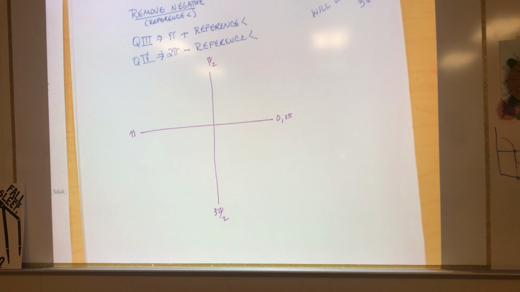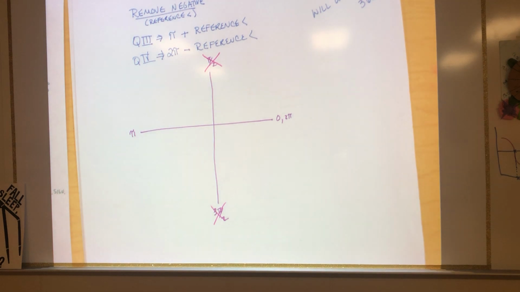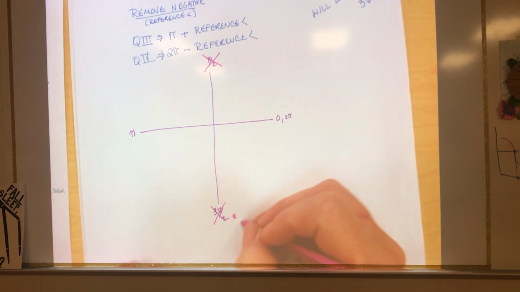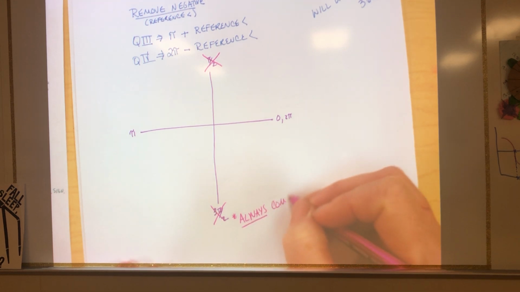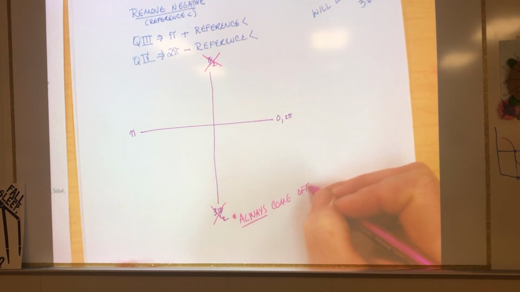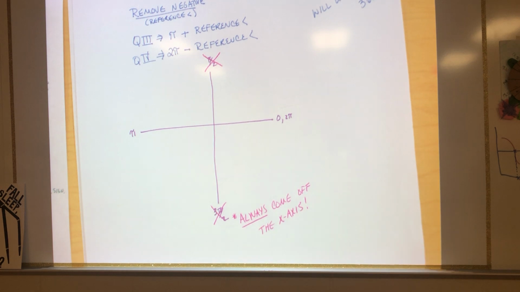Where do you always come off of? The x-axis. So who do we not need, guys? The y-axis. You don't even need these guys right here. Why do I not need those? Because you always come off the x-axis. We've been saying that since day one. You always come off the x-axis. All right, so let's put our directions in here.